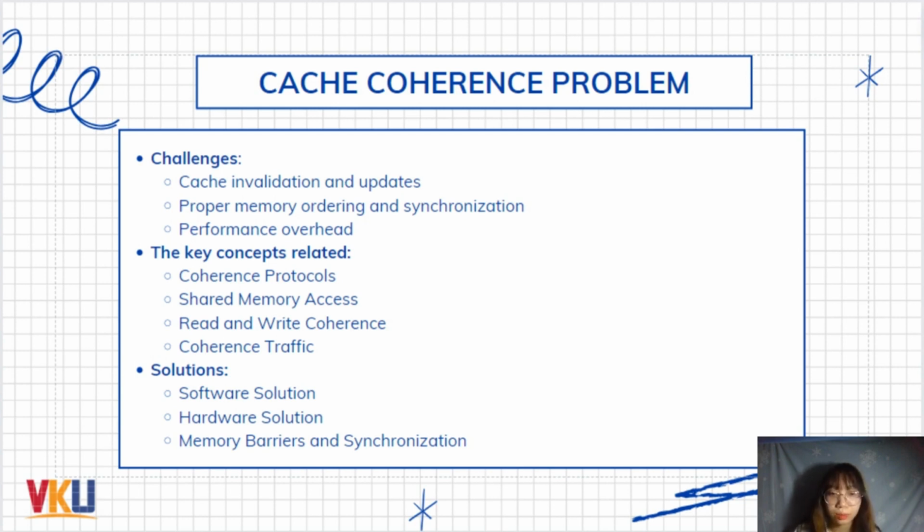There are some key concepts related to the cache coherence problem. The first is the coherence protocols, where most cache coherence protocols are designed for caches with a private processor. They share memory access, read and write coherent traffic. There are three solutions for this problem: the software solution, the hardware solution, and memory barriers and synchronization.